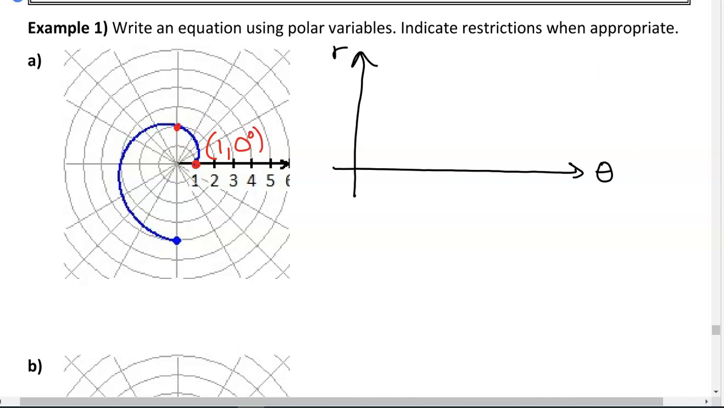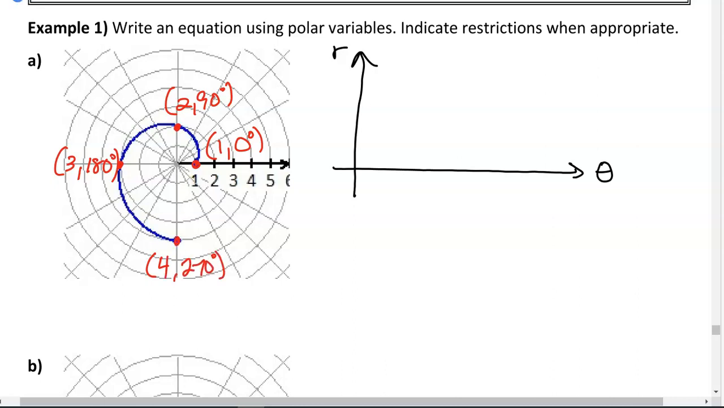Now I'll go to my next quadrantal value. That has an r of 2 with a theta of 90 degrees. Next quadrantal value, radius is 3 with a theta, or an angle, of 180 degrees. And then the last point, the radius is 4 with an angle measure of 270 degrees.